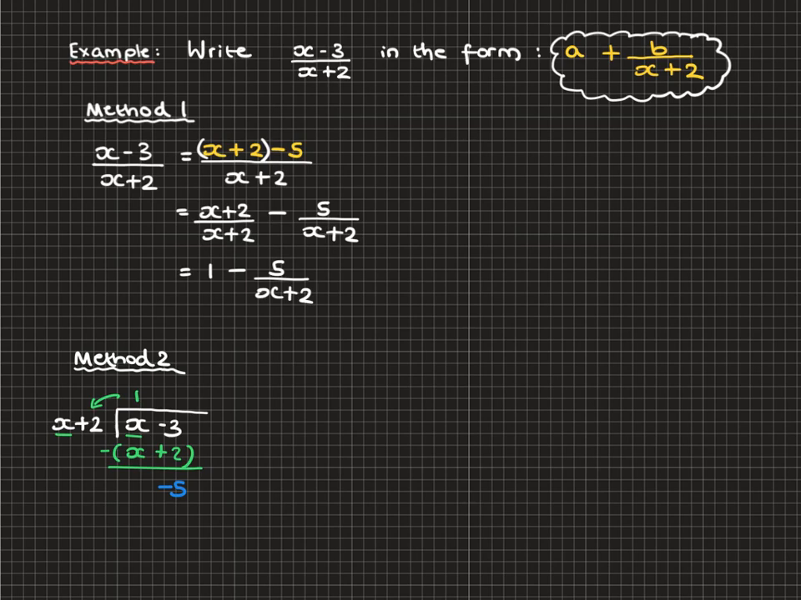So that tells me that x minus 3 over x plus 2 must be equal to 1, and then we have a remainder, minus 5, which has not yet been divided by this x plus 2. So we get to the same answer using algebraic division.